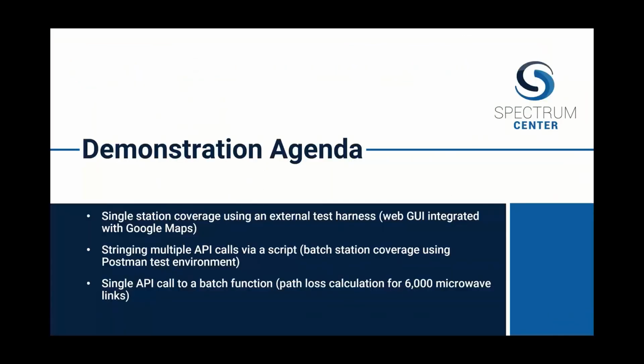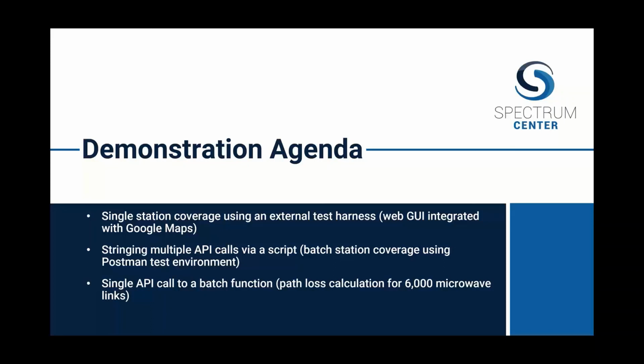Demonstration agenda. So for the demonstration, which will begin shortly, we're going to do 3 examples. The first example will be a single station coverage using an external test harness. So this is going to be a web GUI integrated with Google Maps, similar to the example that we had talked about just now in Brazil. So it's going to be a separate web GUI that is not Spectrum-y, that we just as a testing harness developed with a little form where a user can enter in input parameters, and we're going to show how the API is working under this external test harness.